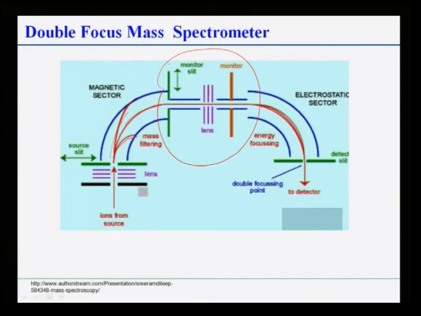That's why it is called double focus, because first you are focusing with a magnetic sector, then you are focusing with the electrostatic sector. And that's how you can detect each and every charged piece very precisely. This is again taken from one of the websites available on the internet.